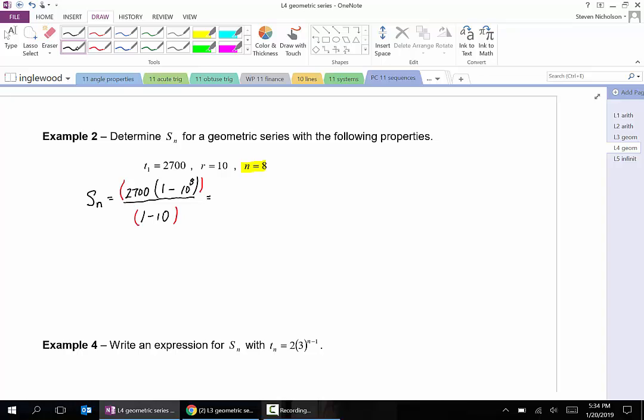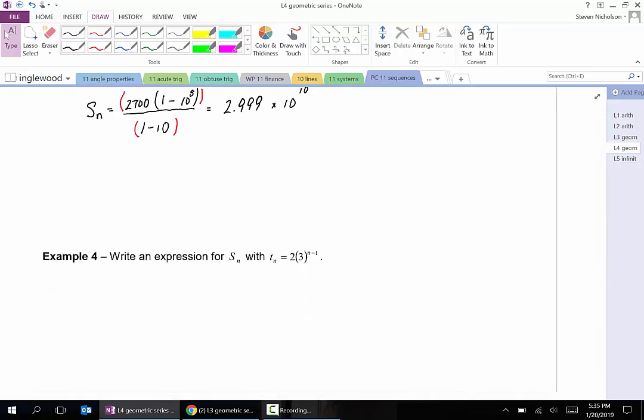I know the bottom is negative 9. But when you punch this into our calculator, we're going to get 2.9999, a lot of those, times 10 to the power 10, a really big number. And again, really big numbers are why we might not want to figure out the string. So if the first term is 2,700, the next term is going to be 27,000. The next term is going to be 270,000, etc. Those are big numbers, and we have to figure out a lot of them.